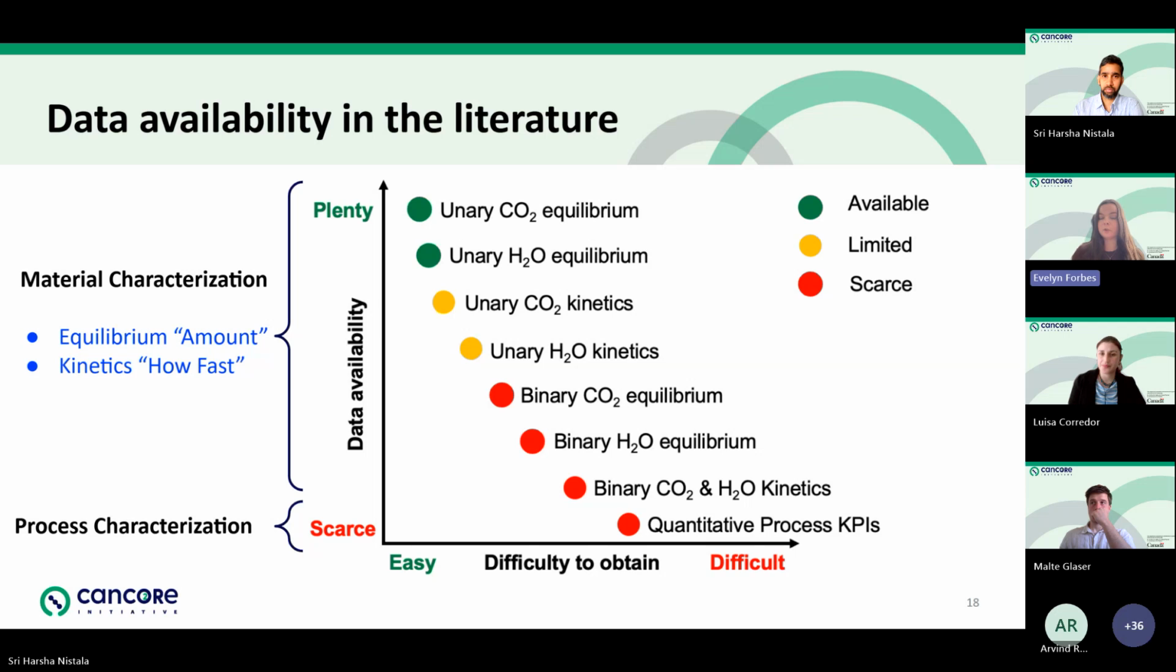And as in air, water is always present and at various relative humidities. With the carbon dioxide we're trying to capture, we need to understand how that basically affects the carbon dioxide kinetics and equilibrium data and vice versa. And then as well, process characterization data such as quantitative data for process model validation, as well as process key performance indicators or KPIs are also limited in literature.